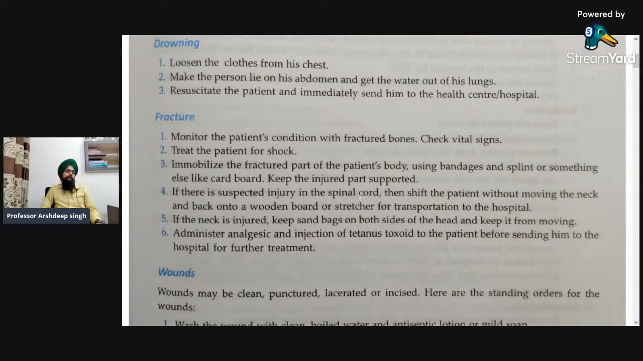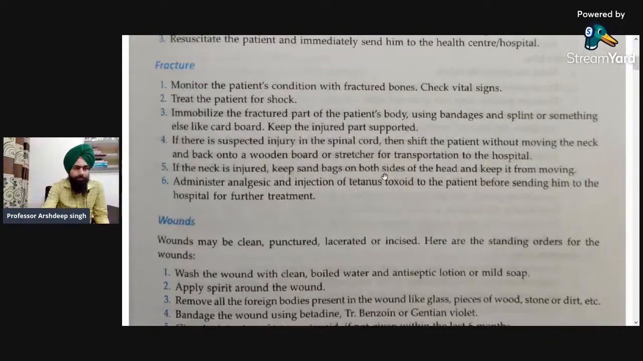Next, administer analgesic and injection of the tetanus toxoid. So that is a must-given injection during any type of this accident. So that has to be provided, that is tetanus toxoid, okay, before sending him to the further treatment. Okay, so that was about the fractures.